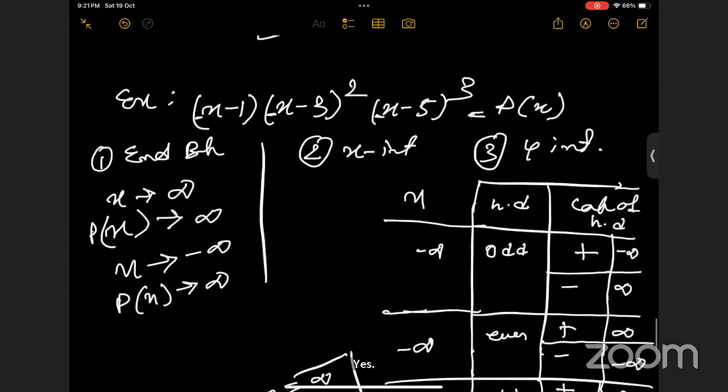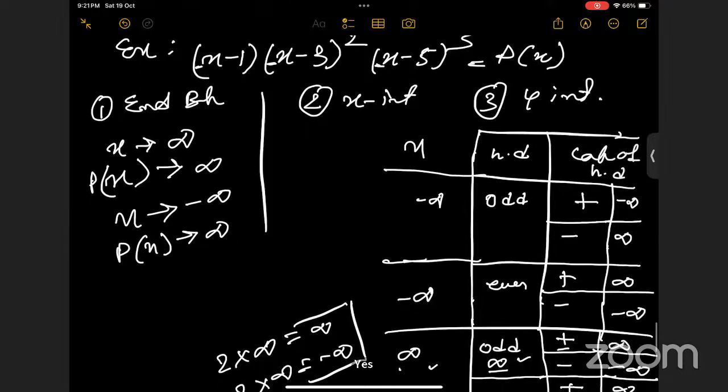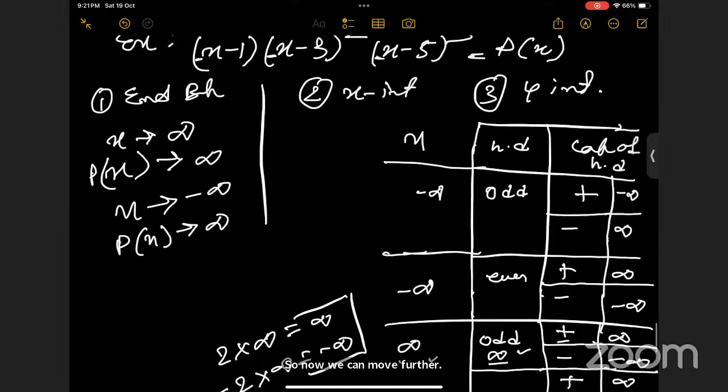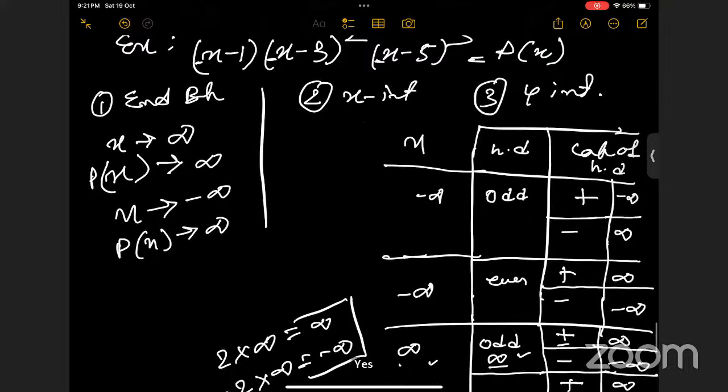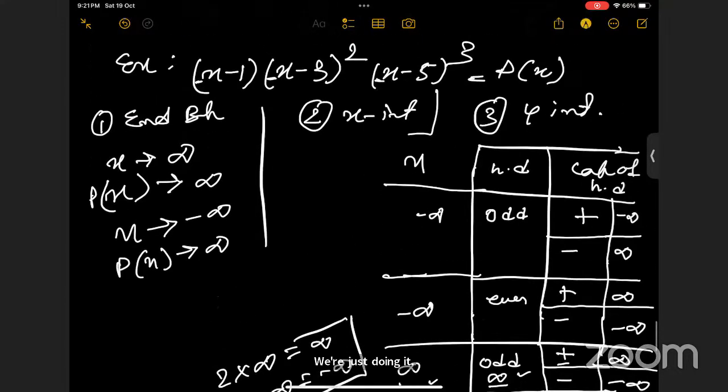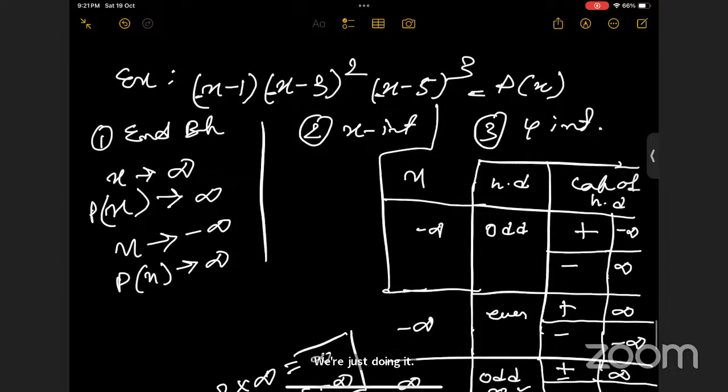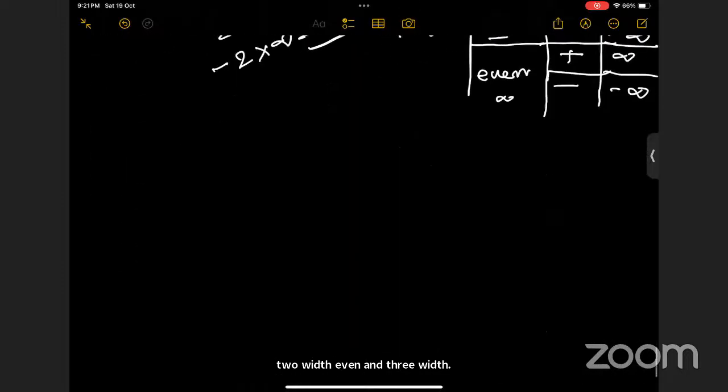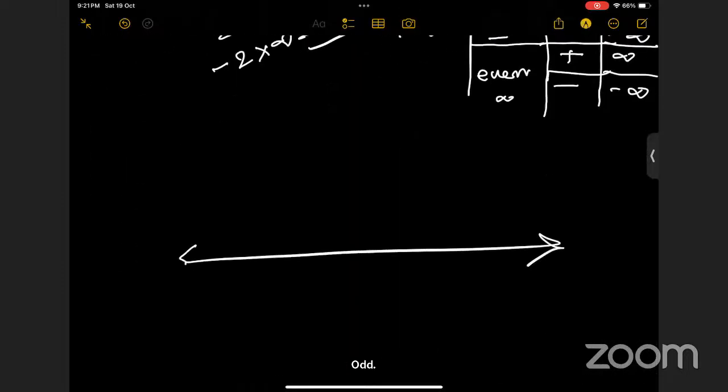Okay, so now we can move further. So these are the end behavior. Now is it clear? I mean the end behavior. Yes, ma'am, it is clear. Okay, so what are the x-intercepts? Anyone? 1, 3, and 5. 1 with linear, 3 with even, and 5 with odd term, odd degree, right? Yes, ma'am. Now we will draw the graph, okay?